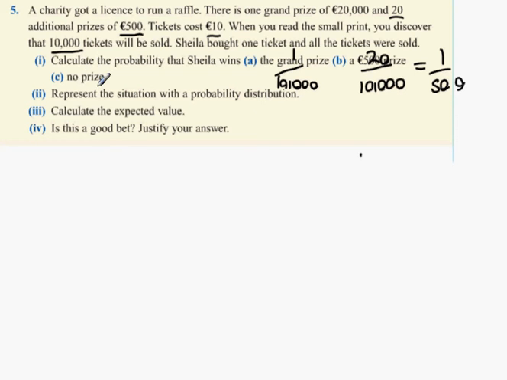What's the probability you win no prize? It's quite high, isn't it? 9,999. 9,900. Now you're nearly right. There's 21 tickets that will get you a prize. There's 1 grand total prize. Take away 21 from 10,000. 9,979. So 9,979 over 10,000.